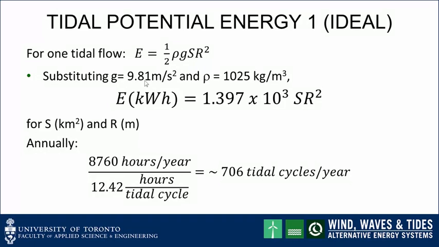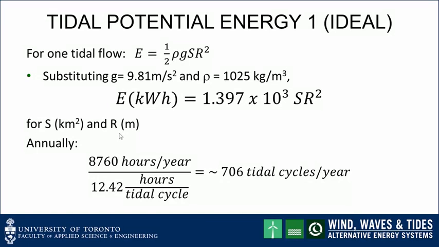If I put in now the constants that we know, the density of seawater, we can come up with the energy available in units of kilowatt hours: 1.397 times 10 to the third S sub r squared. And in the units here now, the basin area is in kilometers squared and R is in meters.